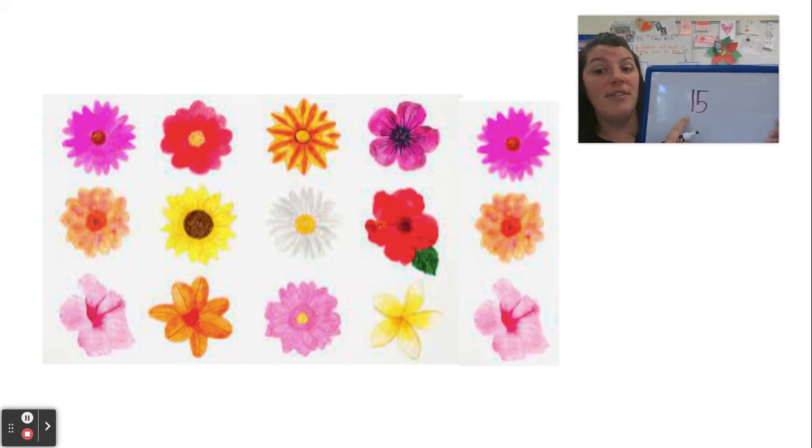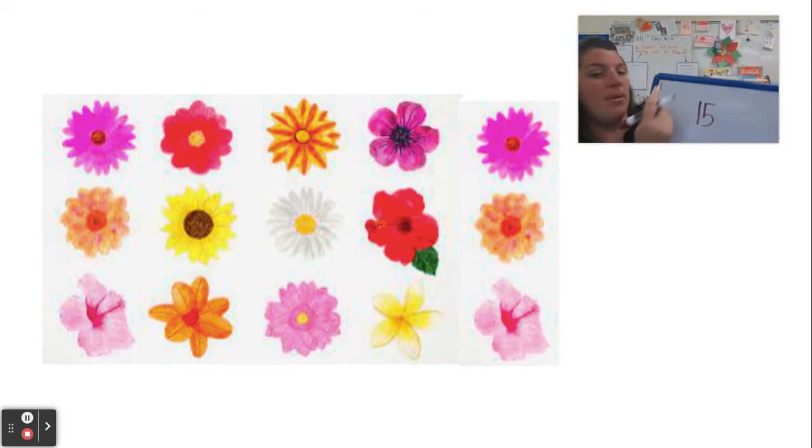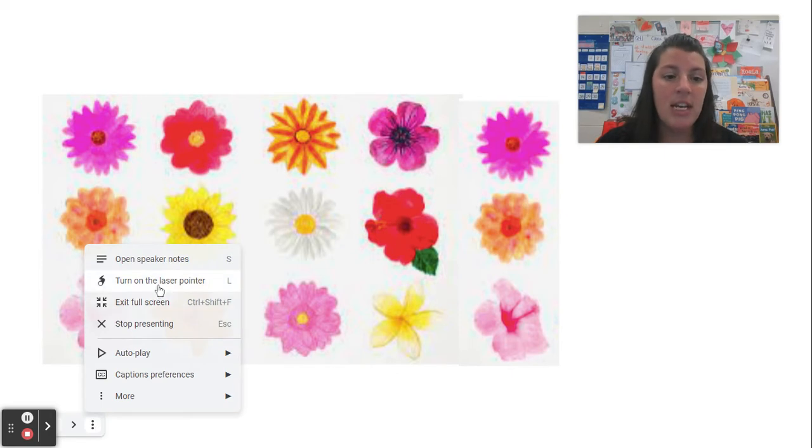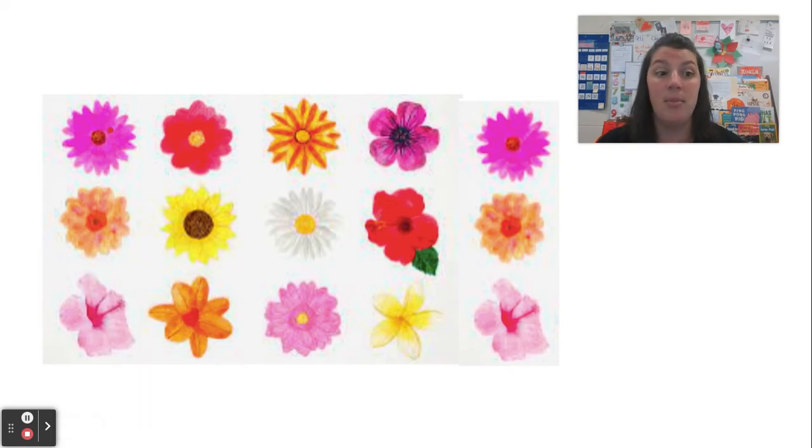If you wrote 15, I want you to give yourself a point up here in the corner. Let's talk about what you did to help you when you were counting. Because there's kind of a lot of flowers here. If I was just trying to use my eyes, I got a little confused. So I had to use my finger and I made sure to point and count each flower. So I started up here at the top. I pointed each flower. 1, 2, 3, 4, 5.